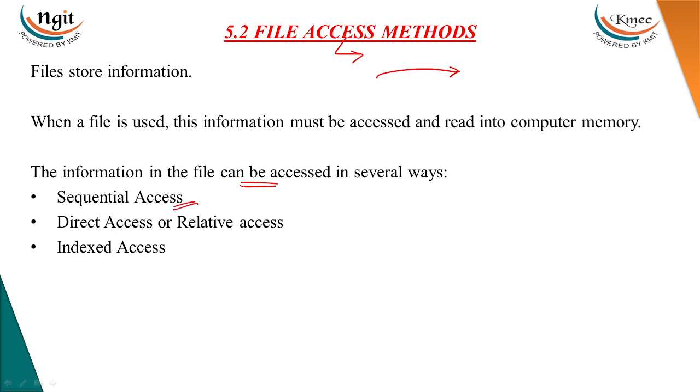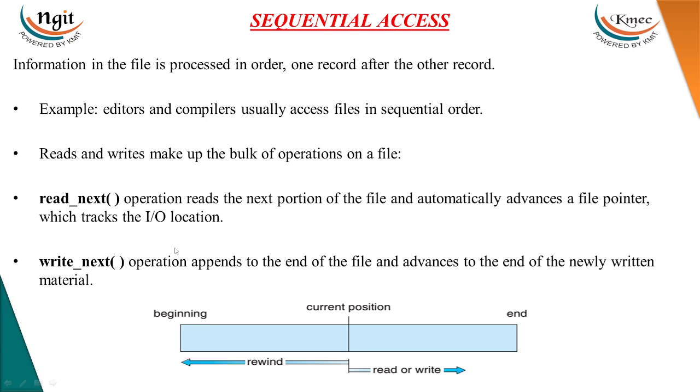First one, sequential access. Second one, direct or relative access. Third one, indexed access. Let's see sequential access. In sequential access, the file information is processed in order. That means it will be read one record after another, so the data will be accessed sequentially, one after the other.